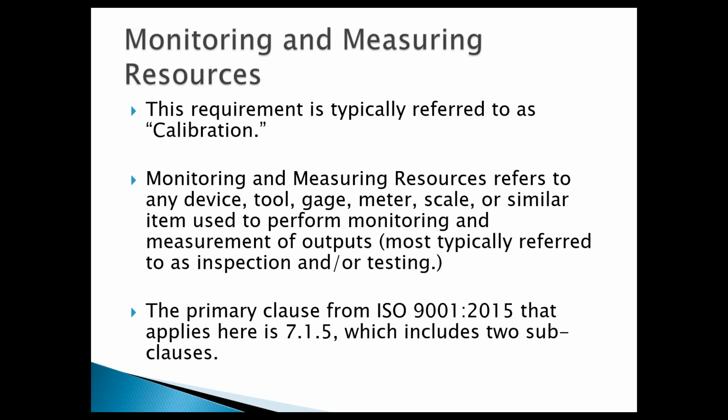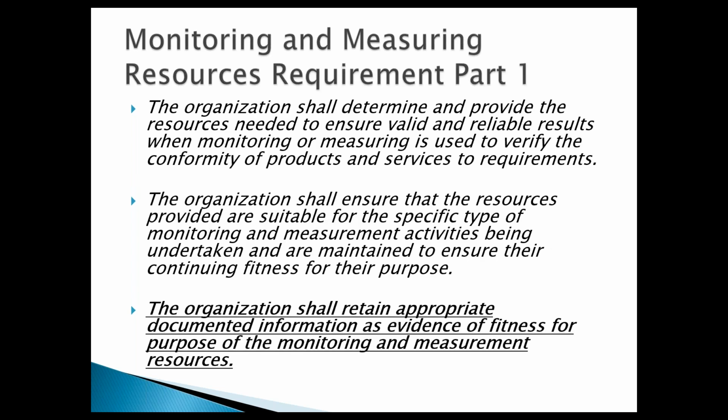Now, our fourth most often cited item is monitoring and measuring resources. For a number of you on our call today, I suspect you refer to this requirement as calibration. That's the common term that's used for this. So monitoring and measuring resources, this is any device, tool, gauge, meter, scale, etc., that's used to perform monitoring and measurement of outputs. This is most typically going to be referred to as inspection or testing. And our primary clause for this is in section 7.1.5. And again, there are two subclauses.